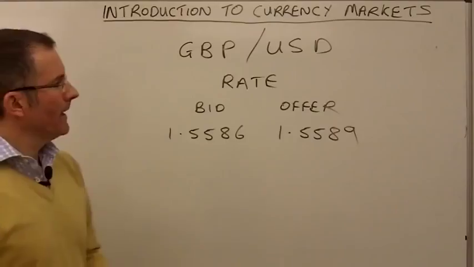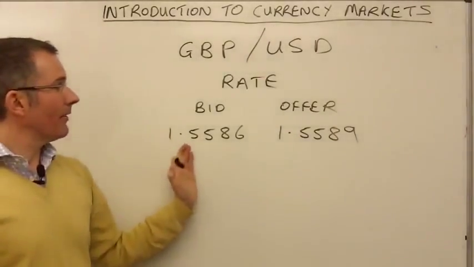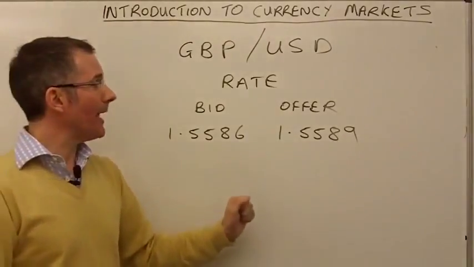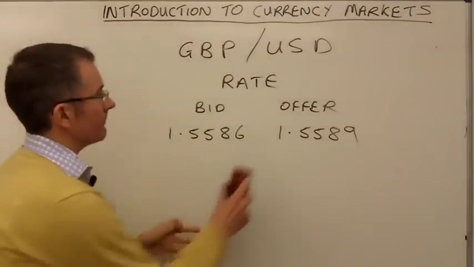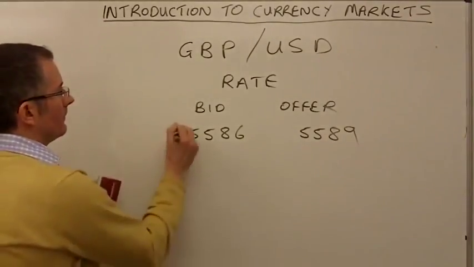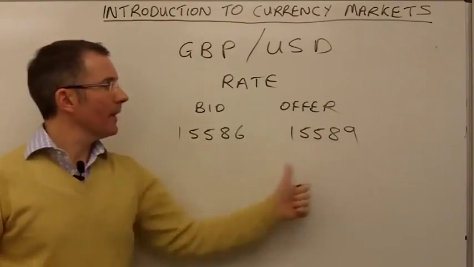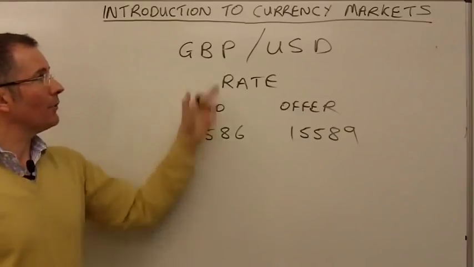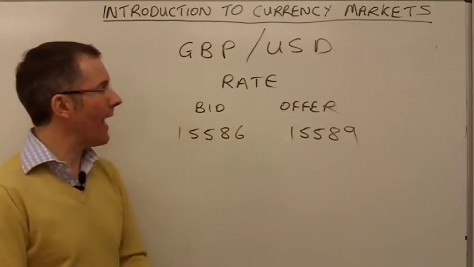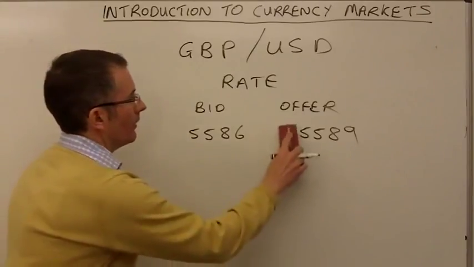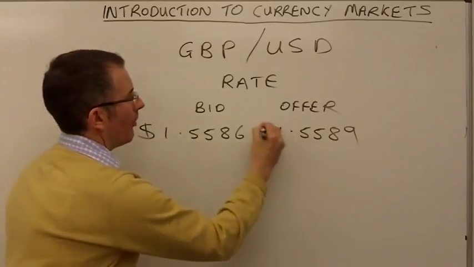15589. Now, on a screen, it won't necessarily say that this is a dollar rate. It may just appear like that. It may even appear like that. But everybody knows that this is a currency quote. Once you know that you're dealing with this pair, you know that these are dollar amounts. And so let's just turn that into, for the sake of this example, something that looks a bit more normal.